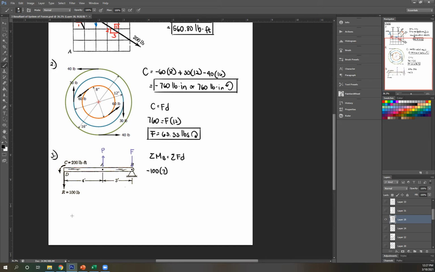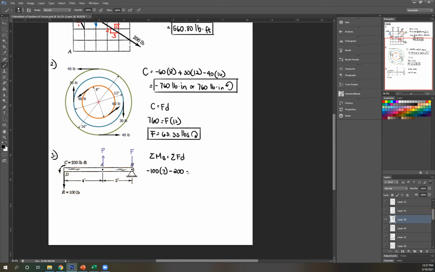And don't forget we have a couple here. Remember, the effect of a couple doesn't change whether you put it at A or at B. Its effect is the same, so you just have to know its magnitude and direction. This is counterclockwise, right? If you rotate that, that is counterclockwise. So that's negative, and then magnitude 200.